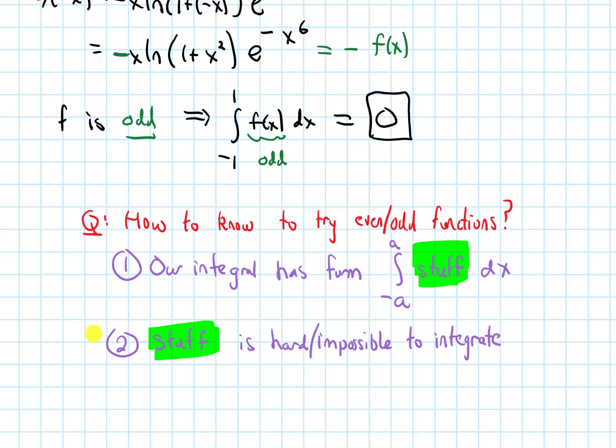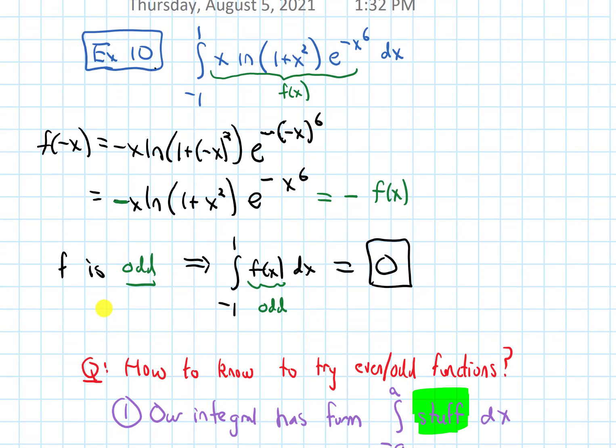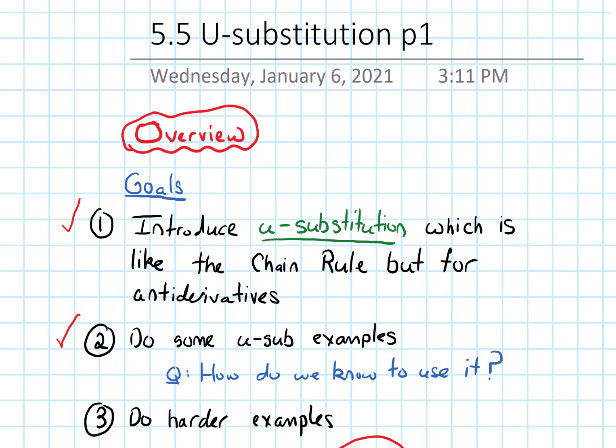So in this example that we did, that was actually the case. This function looks pretty hard to integrate. Even with U-sub or whatever techniques that we have at this point, this is going to be very difficult to integrate. And that's a tip off that maybe there's some clever way to do this. And for this problem there was. It was to use even and odd functions. So in terms of our goals for this section, we finished our last goal, which was to do some harder examples.